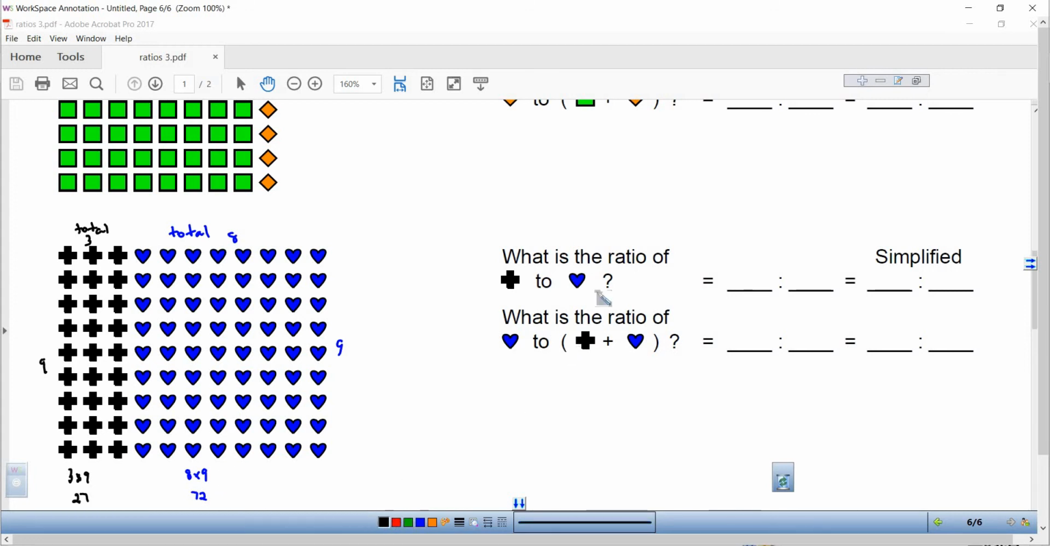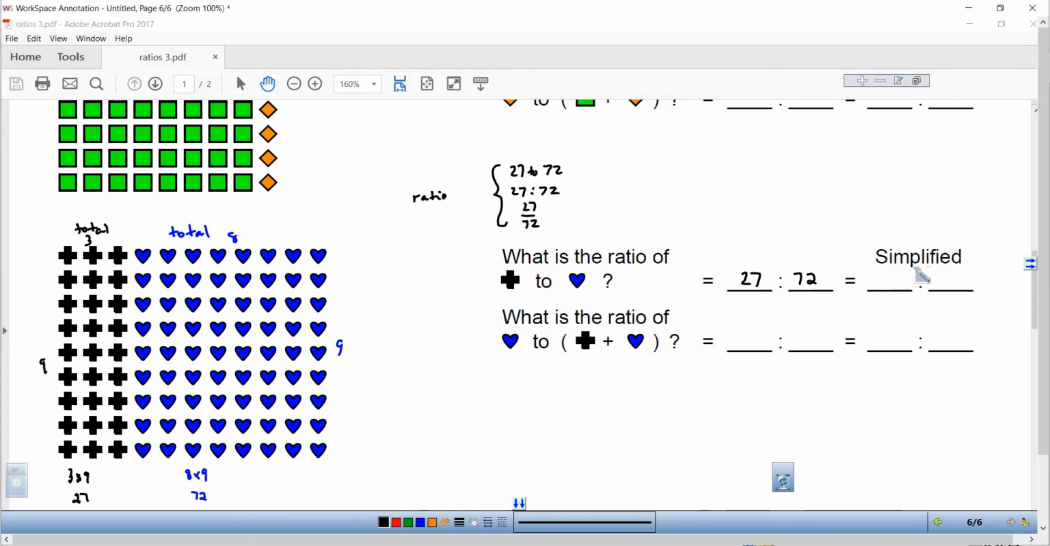All right, so I have 27 of the black pluses and 72 of the blue hearts. So if I want to write that ratio, what is the ratio of black pluses to blue hearts? The black pluses come first, and order is essential in a ratio, that you do it in the order that they ask. So 27 to 72. So that is my ratio that is not simplified. Again, I can write it as 27 to 72 using the word to, I can write it as 27 to 72 using the colon symbol, or I can write it as a fraction, 27 over 72. All three of these are correct ways to represent the ratio of the black pluses to the blue hearts. Okay?